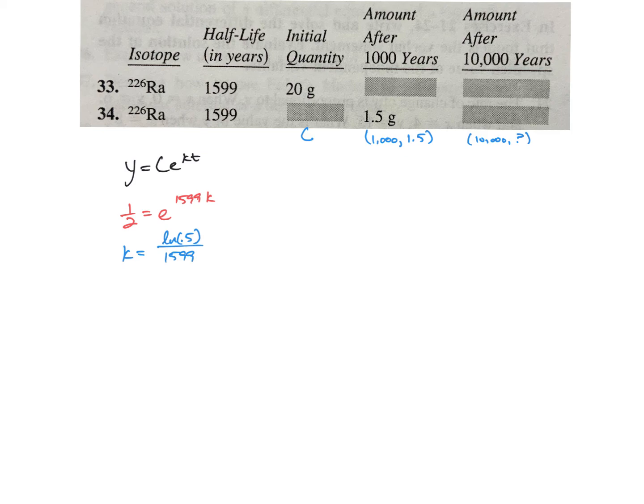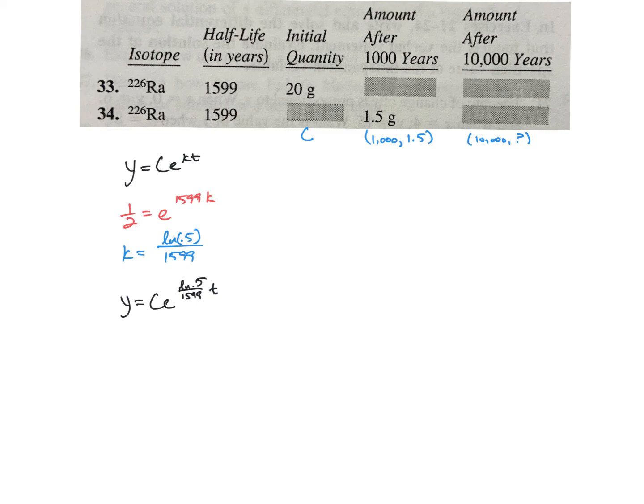I truly don't want you to put it in your calculator yet. The reason being is if you did, you round right there. And then if you get your real answer, what's going to happen again? You're going to round again. You're rounding how many times then? Twice, and I don't want that. So now we end up having y is equal to C e to the natural log of 0.5 over 1599t.